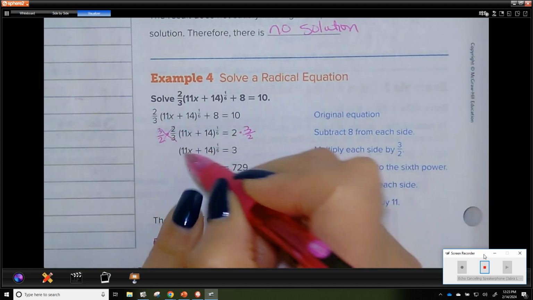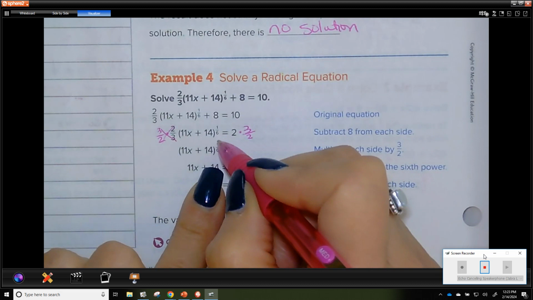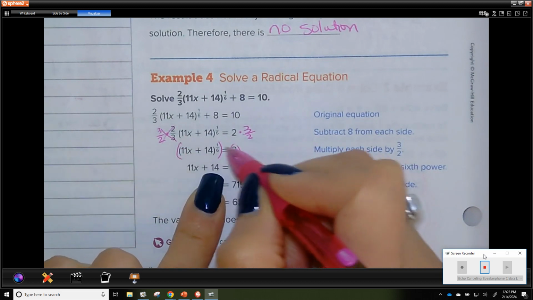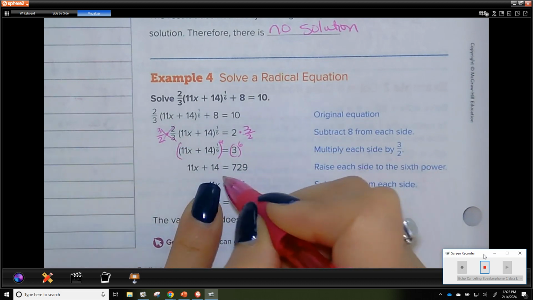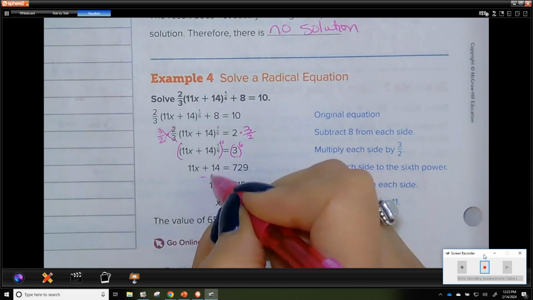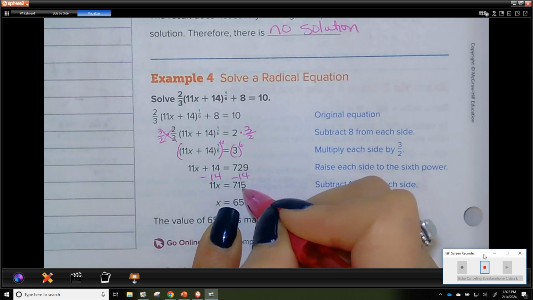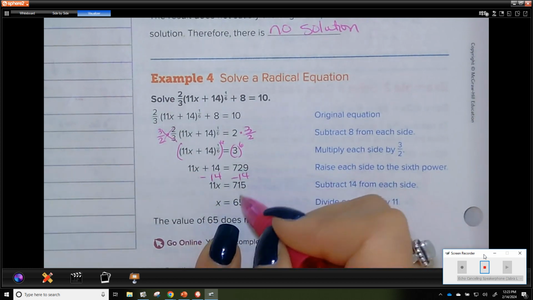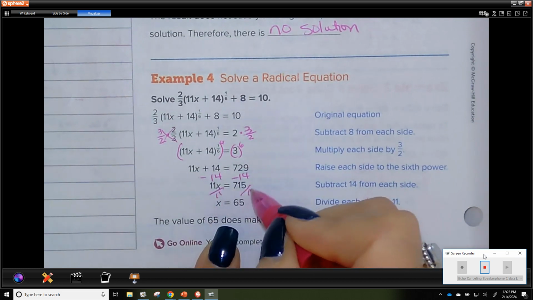These cancel to 1. Then you're going to raise it to the power of 6, because it's 1/6. 3 to the 6th power is 729, minus 14, 715, divide by 11, 65.